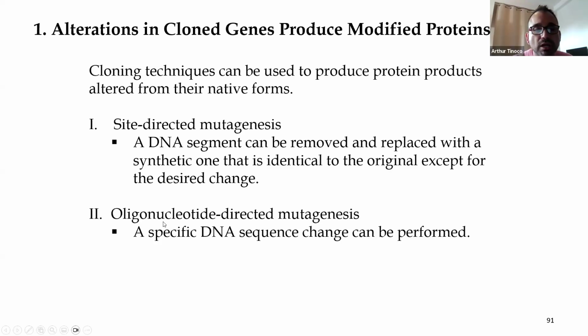You can also do what's referred to as oligonucleotide-directed mutagenesis, where a specific DNA sequence change can be performed. So you have more than one site that's being modified.